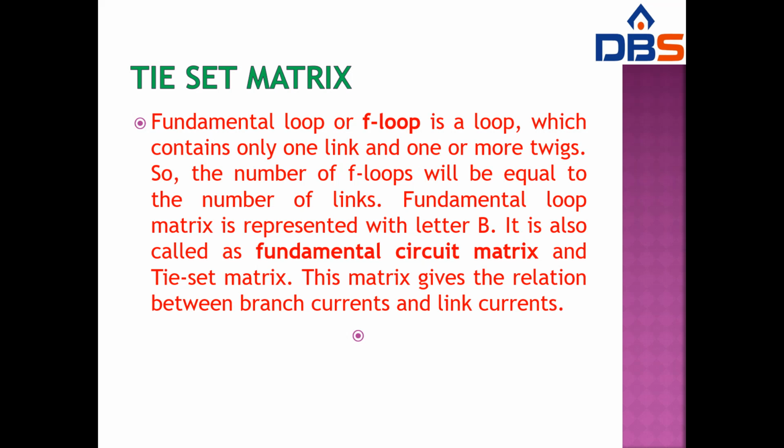For that loop, there is only one link, but any number of twigs. For each loop, one link. Suppose in the circuit there are 3 links, then the loops are also 3. So the fundamental loop or F loop is a loop which contains only one link and one or more twigs. The number of F loops will be equal to the number of links.